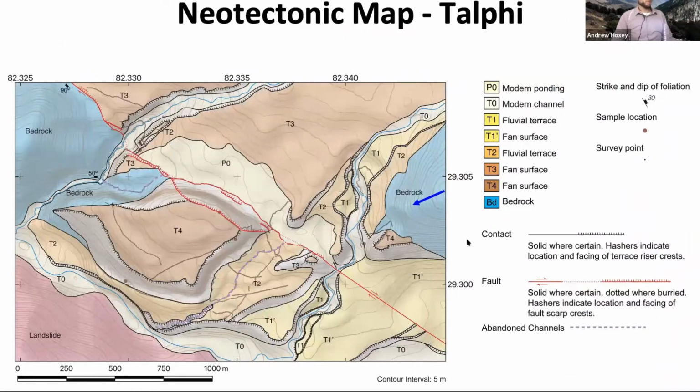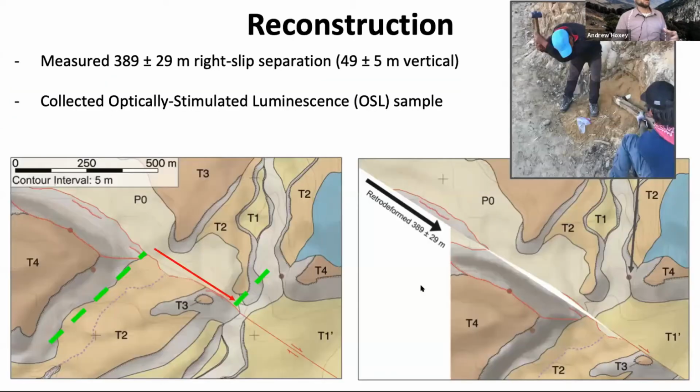So here's the map that we actually produced of that region. This blue arrow is showing approximately the location of that photo. Again, this T4 riser here intersects the fault at a near perpendicular angle, and it's most likely that this T4 riser was produced by this stream that's farther to the east. If we use that as our marker in our reconstruction, when we reconstruct the map, it measures approximately 389 meters of right slip offset.